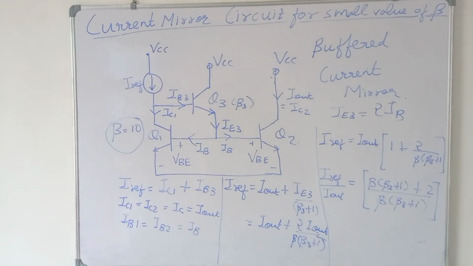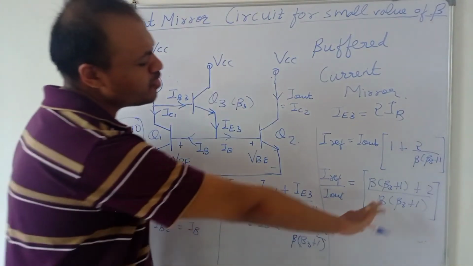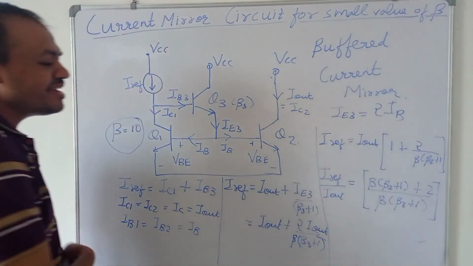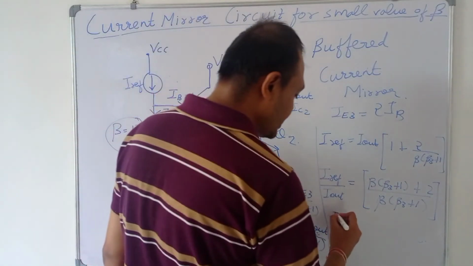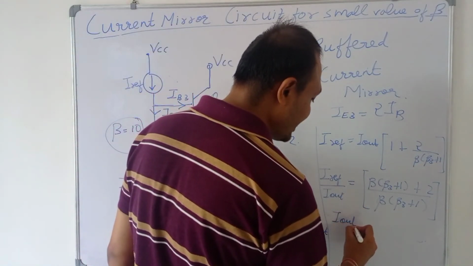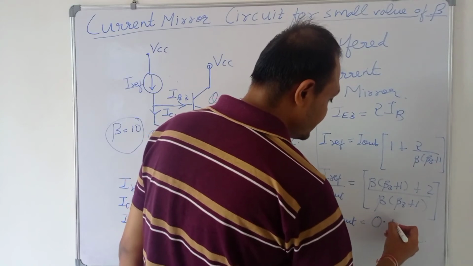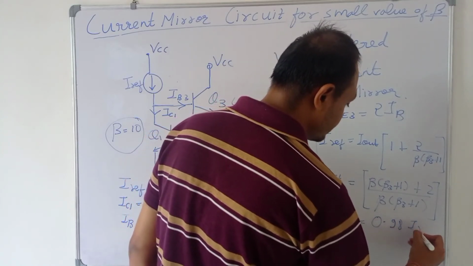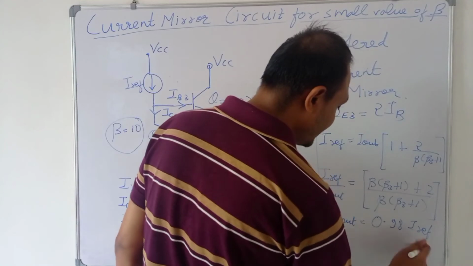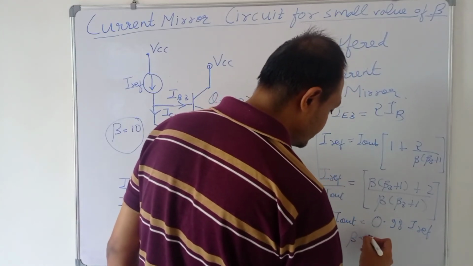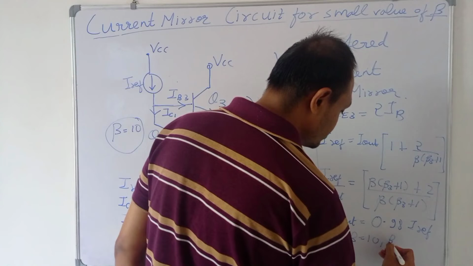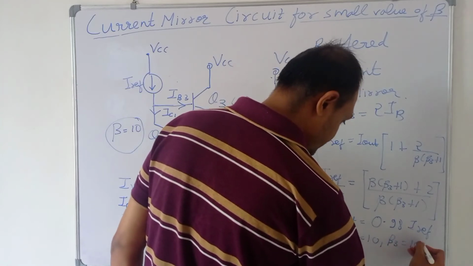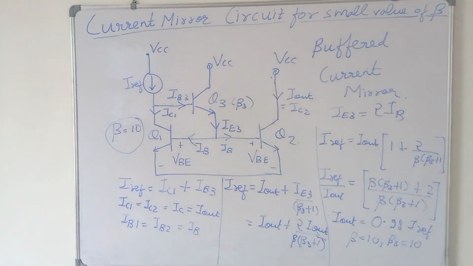Okay, so now if you take beta equal to 10 and beta 3, you can take any value of beta. Even for small values of beta, I out will be equal to 0.98 of IREF. You can take both beta and beta 3 equal to 10, and I out will be equal to 0.98 of IREF.